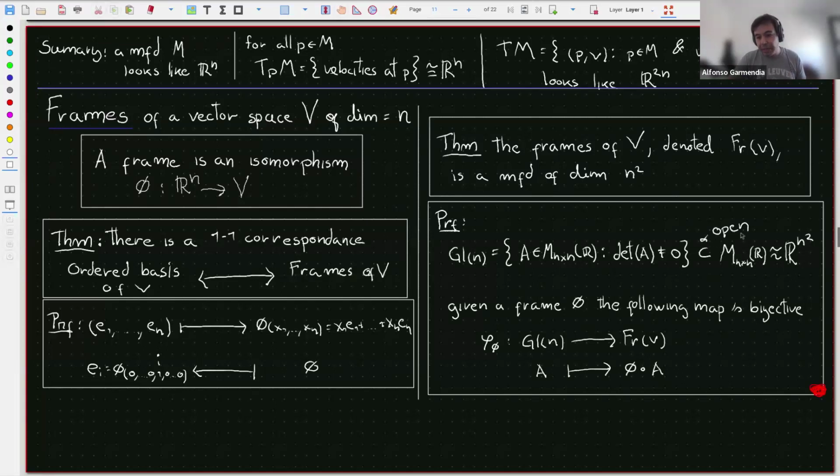And why I know that it is open: because it's where the determinant is not zero, and the determinant is a continuous function, and all the elements in R that are not zero form an open set. So this is the pre-image of an open set under a continuous function, so this is an open set of R^(n squared). And something interesting is, okay, this is a manifold. If I have one frame, then I will have a chart for this frame that will give us all the other frames. All the other frames will be written like this. So in the end, this is the manifold structure, and that will make the frames of V isomorphic to R^(n squared).